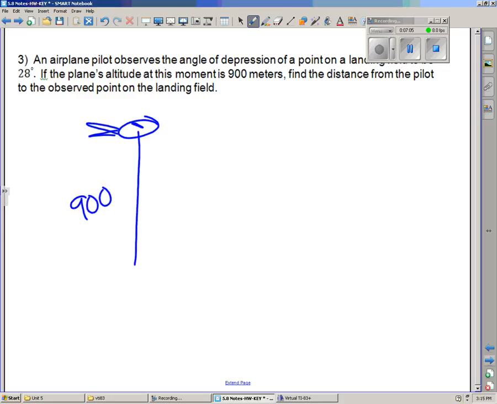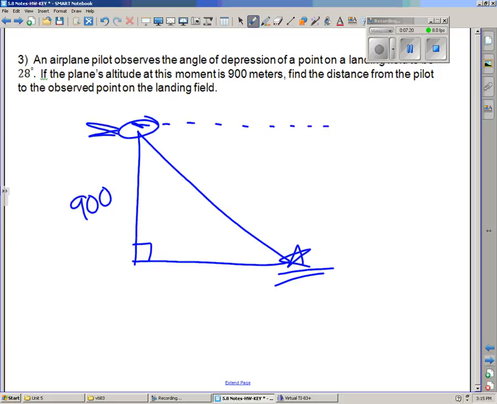So here's its 900 meters. Here's the ground. Here's its landing place. We know we've got a right triangle here because the altitude and the ground make a right angle. It talks about the angle of depression. Well, there's the sight line, which means the 28 degrees happens to be right here. If it's 28 degrees out here, I know that alternate interior angles are congruent, which means this is going to be 28 as well.